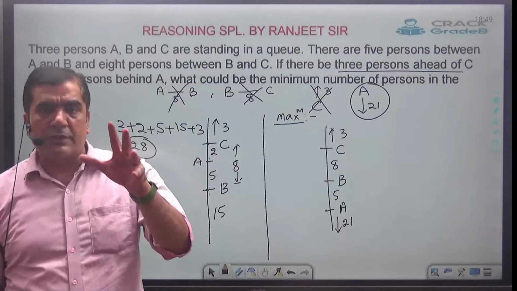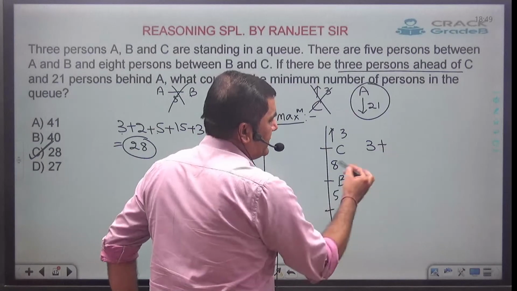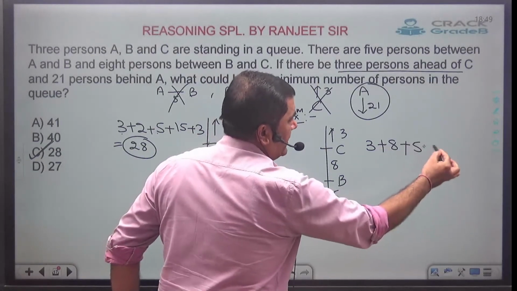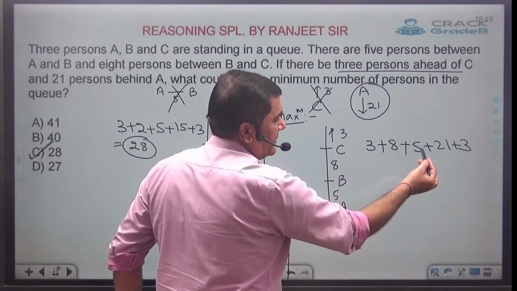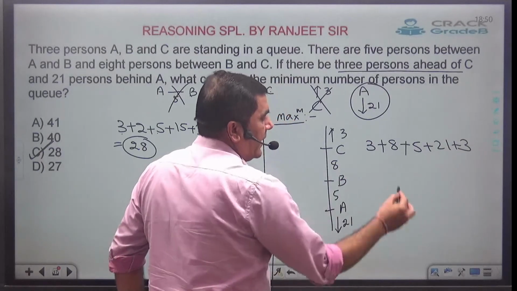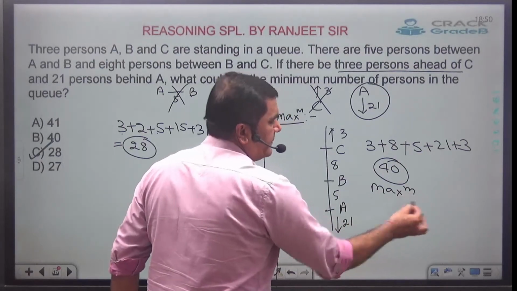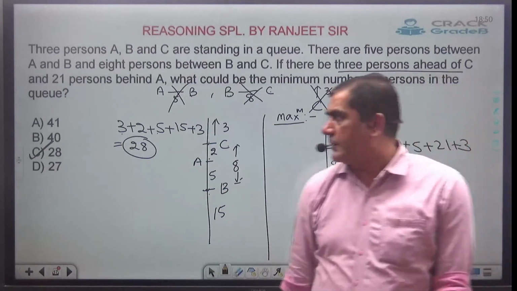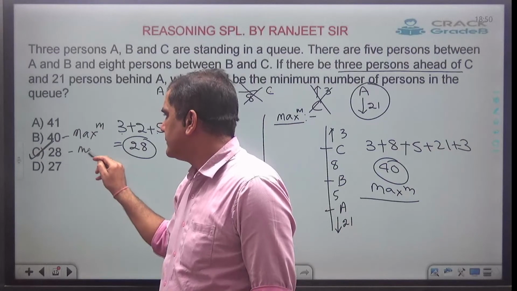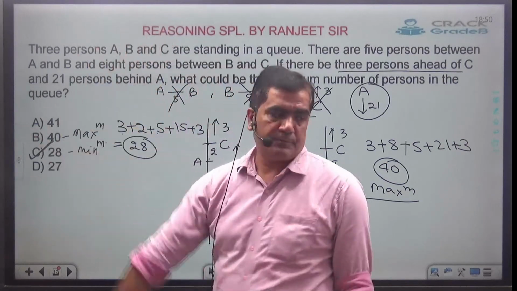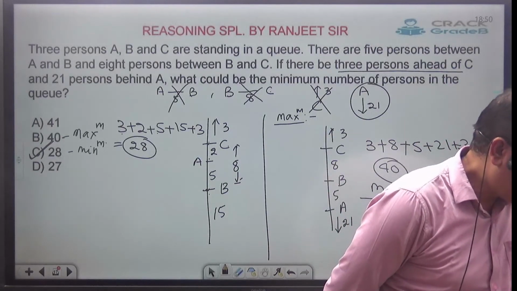I hope you have understood the concept of minimum and maximum. Most important part. So here total comes out to be what? 3 plus 8 plus 5 plus 21 plus 3 for A, B, C. 3 plus 8 is 11. 11 plus 5 is 16. 16 plus 3 is 19. And 19 plus 21 comes out to be 40. So maximum comes out to be 40. So here, this is the maximum and this is the minimum. A beautiful question. Full of concept. Clear?